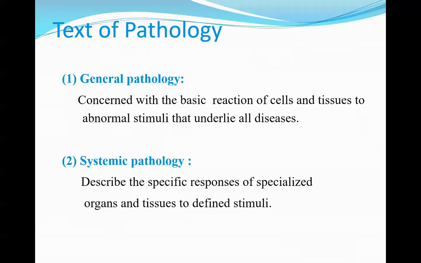The other branch is systemic pathology, as I said: specific response, specific organ, specialized organ. For example, lung, so diseases of the lung. It could be inflammatory diseases or neoplastic tumors, but it will be lung. GI, urinary tract, muscles, whatever. We will discuss each organ one by one, but they will be taught in third year. So in second year, we will just tell you about the general items.